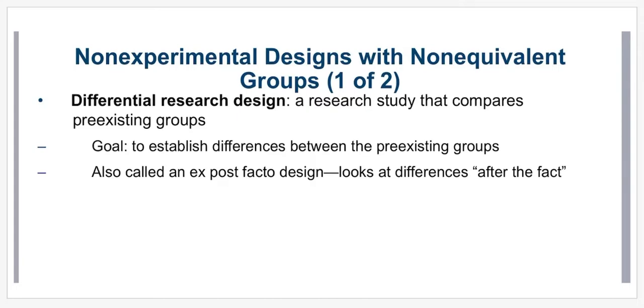It's also called an ex post facto design because that means after the fact. And it's because it's looking for differences between groups after the fact, meaning after they've already been in a group, right? They already exist in that group beforehand. And so that's why it's called differential research design, because they're looking for differences between these groups, right?